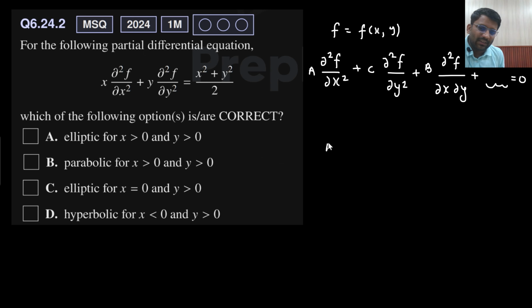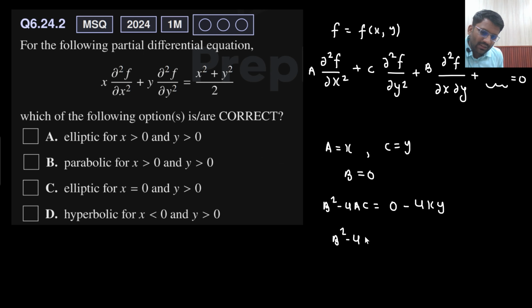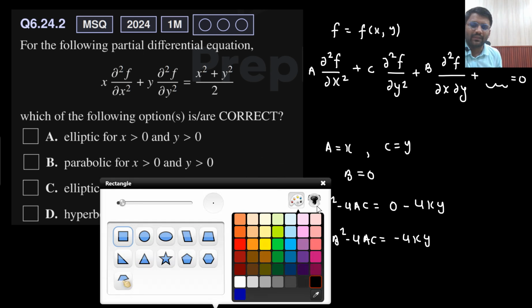So from here you can see that value of a is x, value of c is y, and value of b is 0. So what will be the value of b square minus 4ac? B square minus 4ac will be nothing but 0 square minus 4 into x into y. So b square minus 4ac is coming out to be nothing but minus 4xy. This is the value that you are getting.